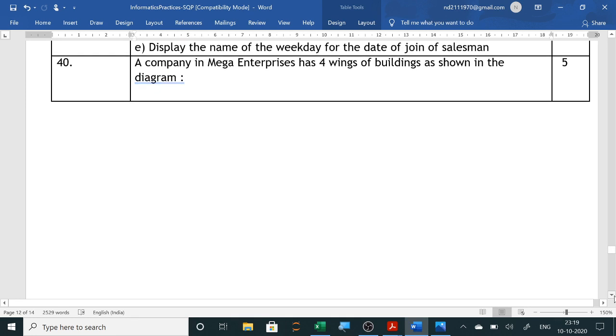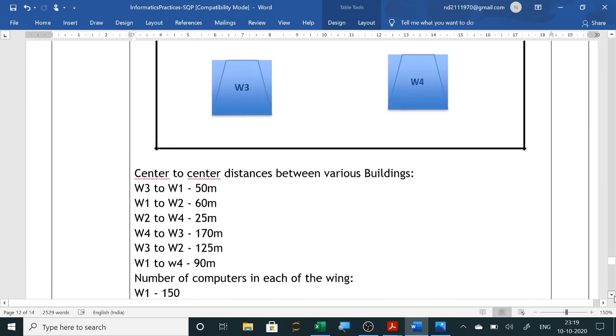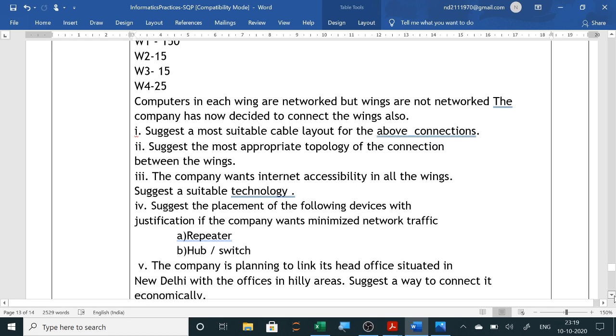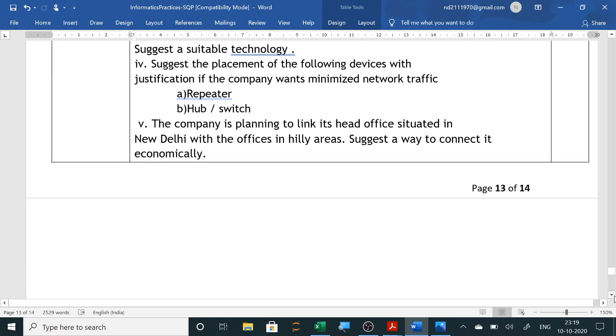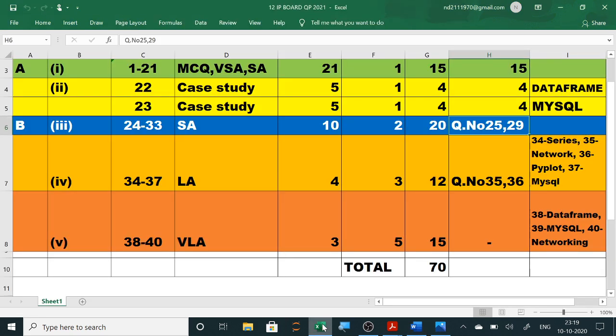Next, the last one is your computer network case study, in which wings are given and those 5 questions which we have already done, that is cable layout, then where to place the server and which is the most appropriate topology, and then where to place the repeaters and hubs or switches, and then the extension. So I think the paper is the same. It is very easy, only the pattern they have changed. So pattern, once again we will go through the pattern.